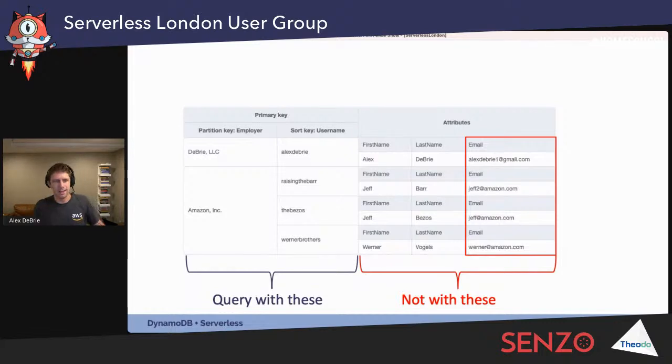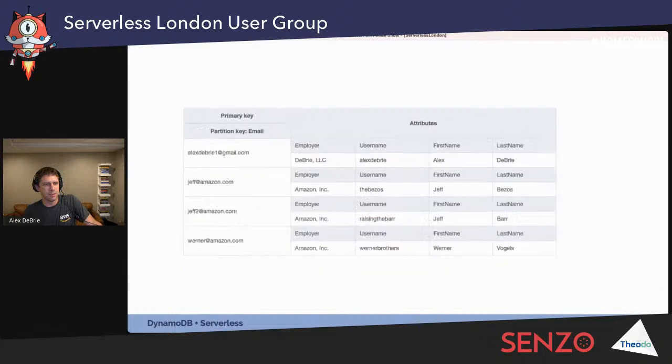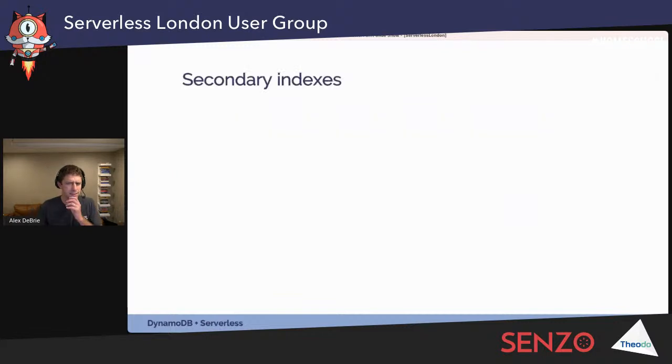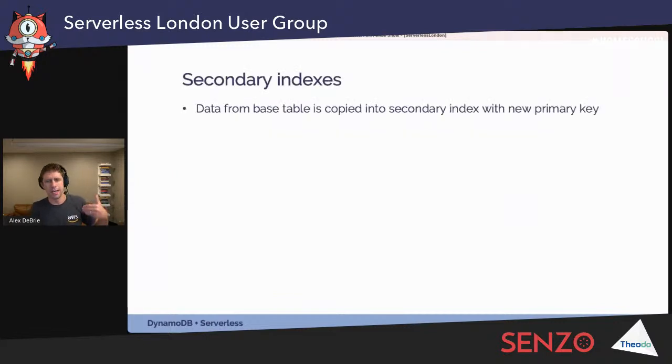So if I want to create a secondary index on email, I'm going to show what that secondary index view looks like. We have it over here. We have the exact same data as in our table, but now we have the primary key as a partition key of email, which allows for quick lookups on email rather than on employer and username like we had in our table before. So secondary indexes, very useful in DynamoDB. Again, what's happening there is data from your base table is being copied into your secondary index with a new primary key, and it allows for these additional operations on that table.